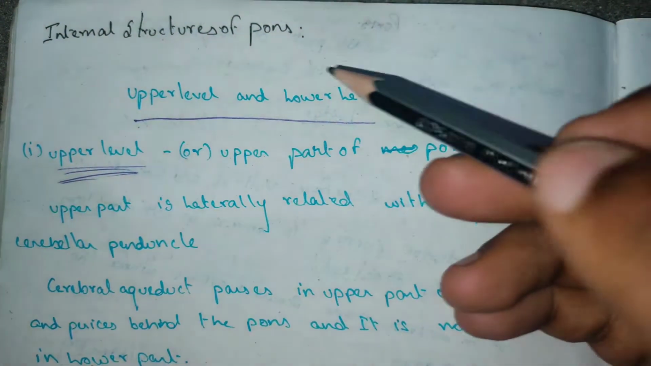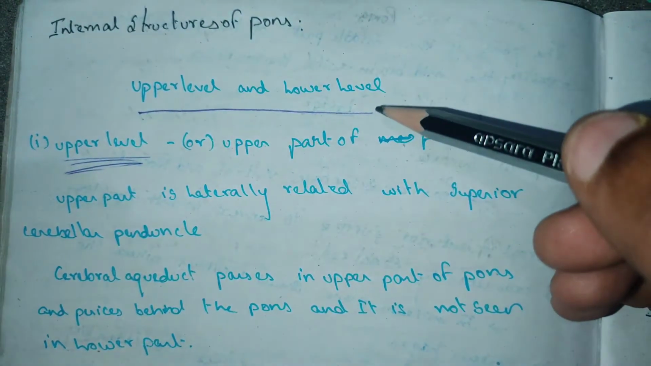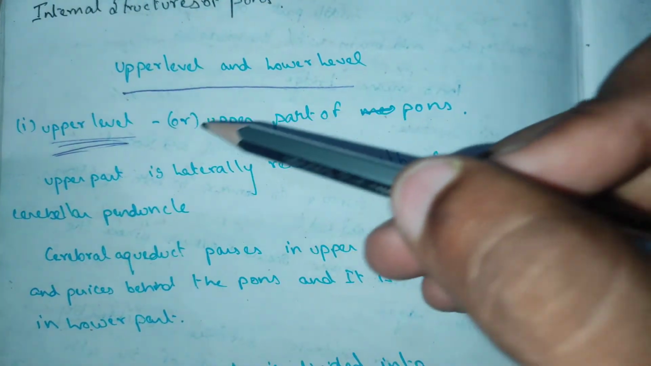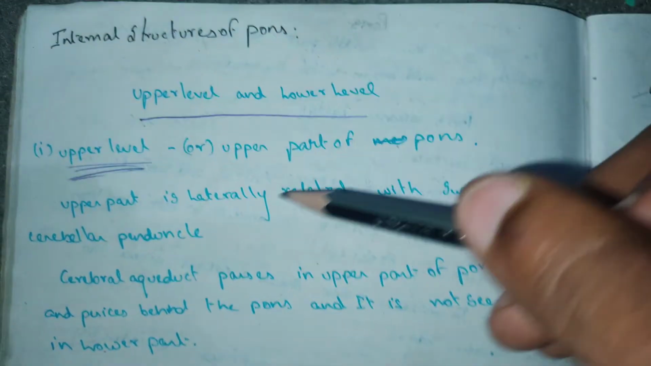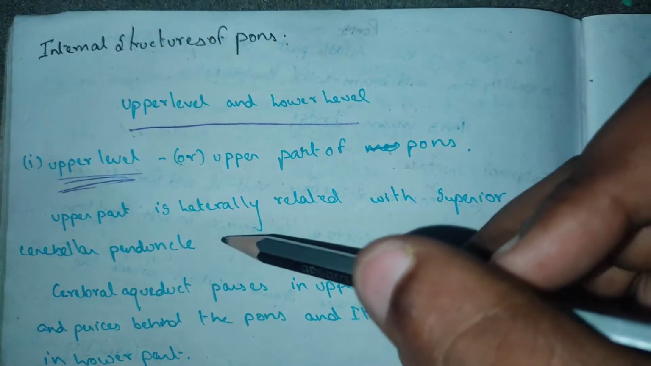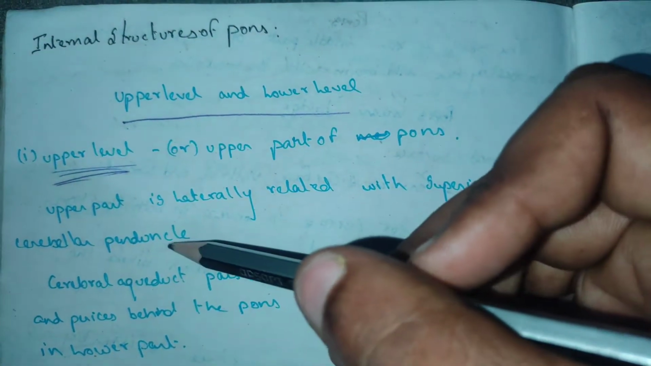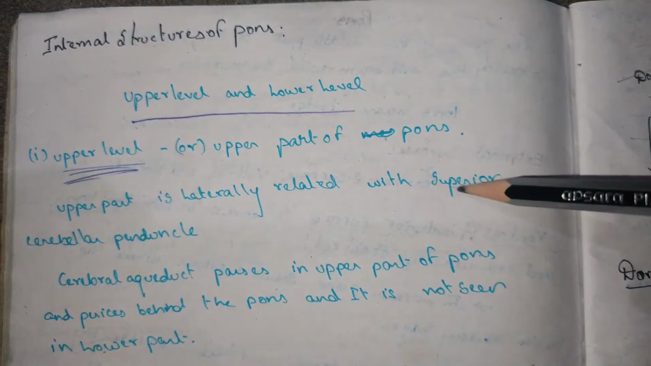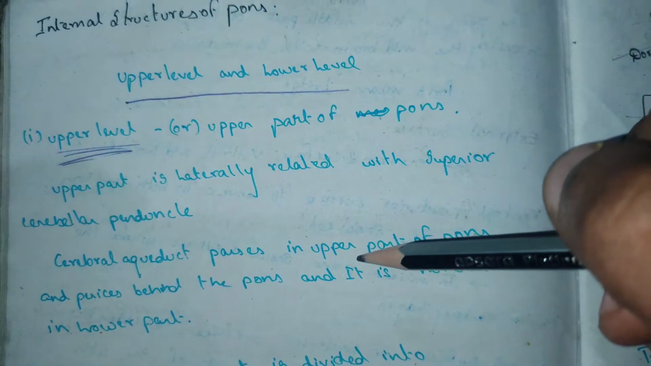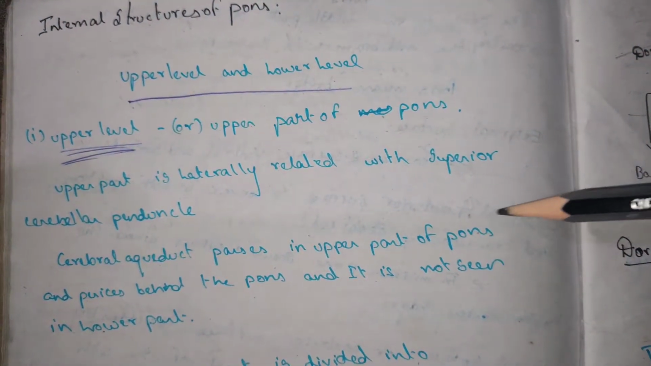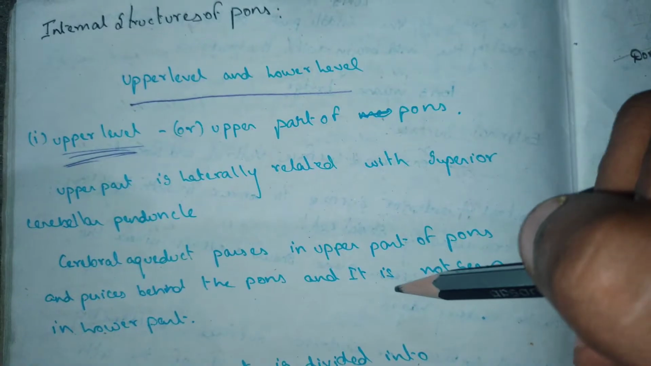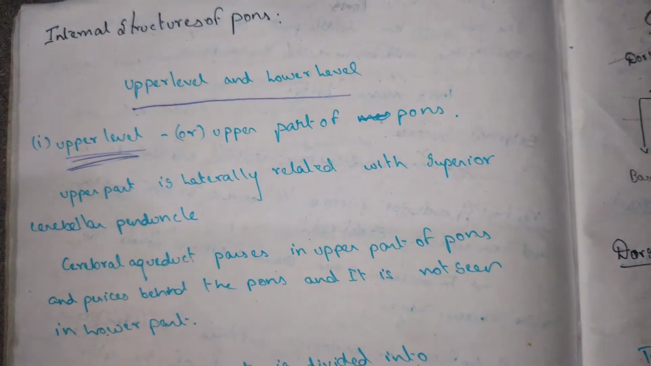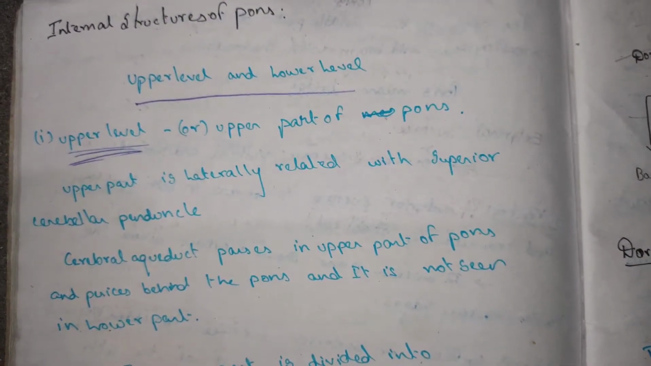The internal structure of the pons can be divided into the upper level and the lower level. The upper part is laterally related with the superior cerebellar peduncle. The cerebral aqueduct passes in the upper part of the pons, and it is not seen in the lower part of the pons.